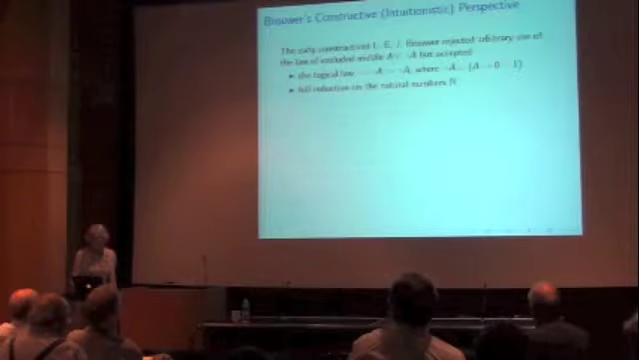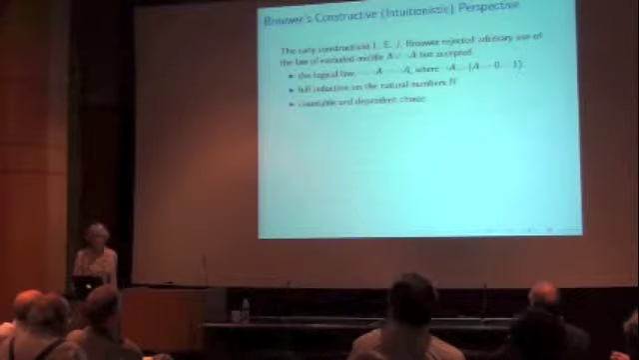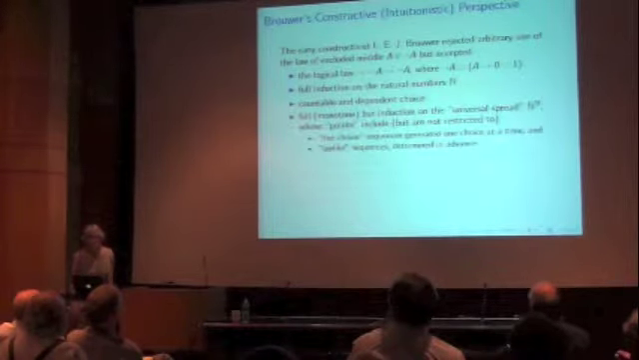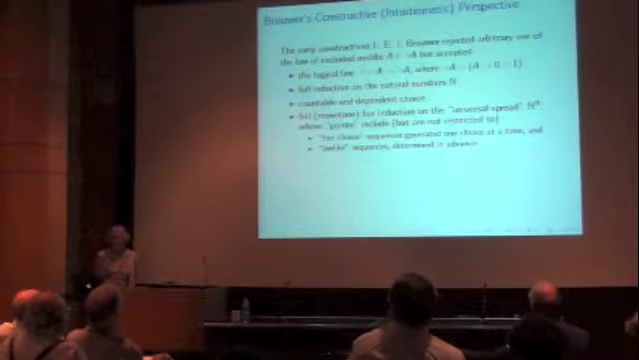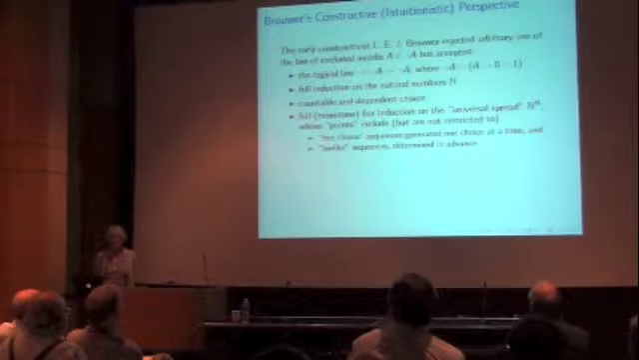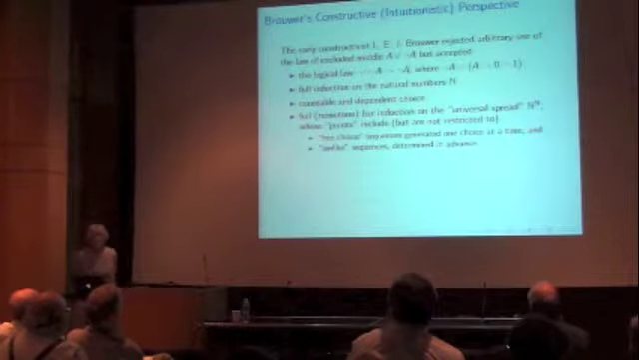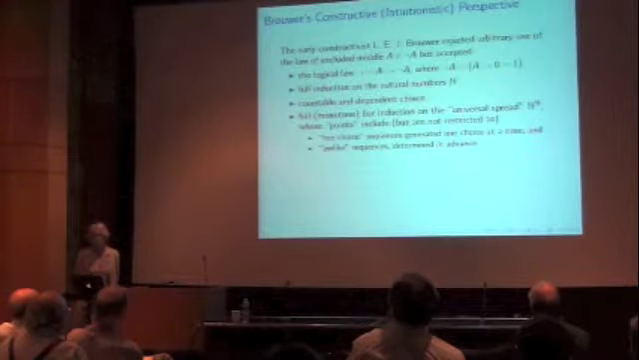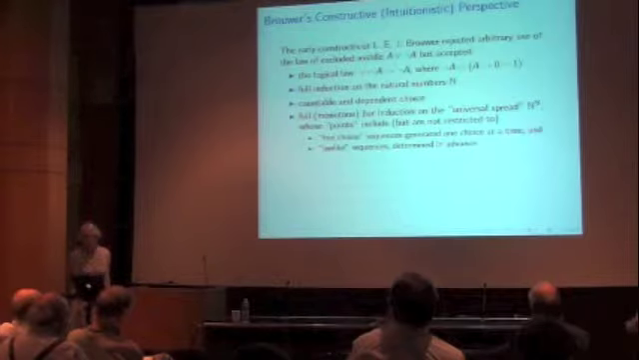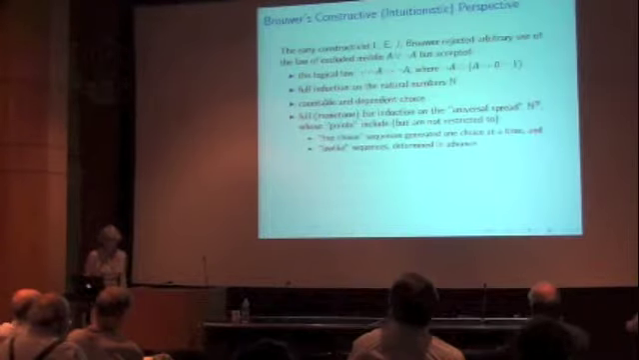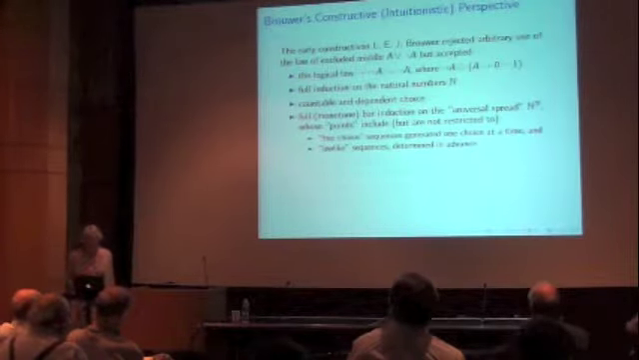He accepted full induction on the natural numbers, countable and dependent choice, full monotone bar induction on the universal spread, or Baire space, whose points include but are not restricted to free choice sequences, generated one choice at a time, and lawlike sequences determined in advance, all the choices determined in advance, and certainly any combination of these.